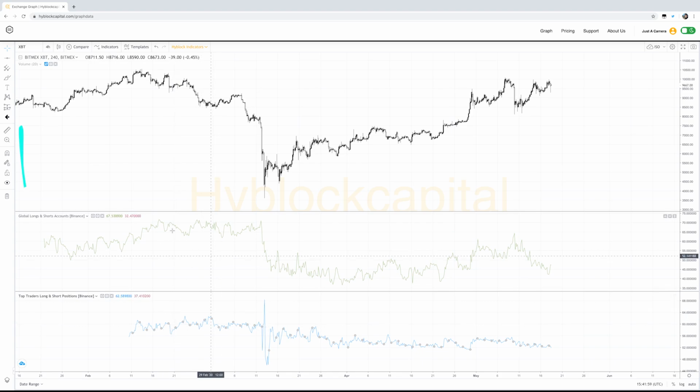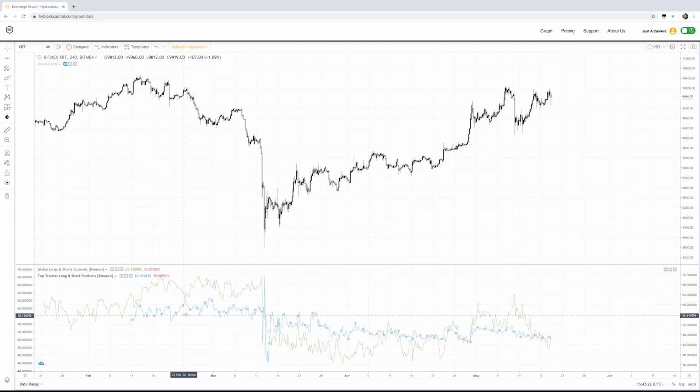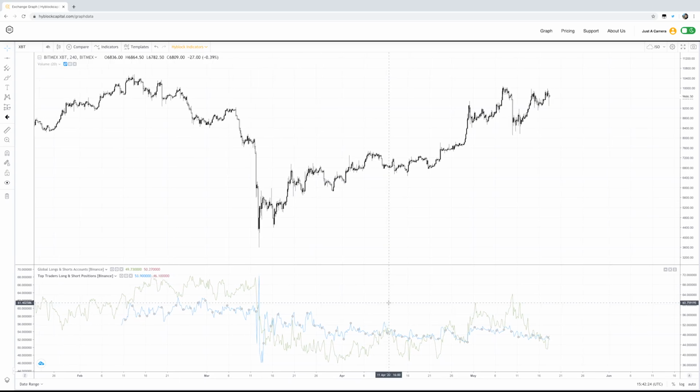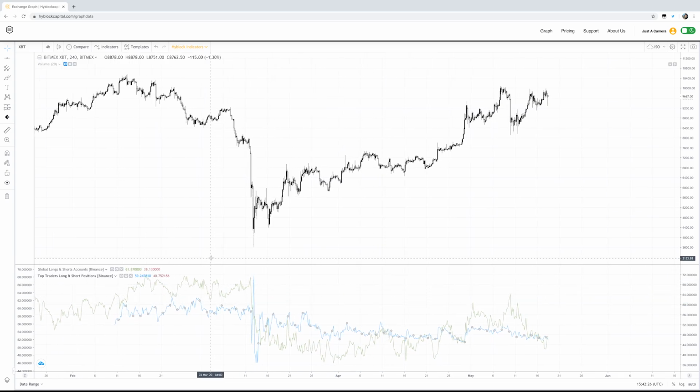So right here, I have my retail, and right here, I have my whales. We always want to know what the bigger players are doing. So is there any way that we can gauge what's going on? Well, let's take a look. We can take this, drop this down, and move existing pane above. And this is really cool, guys, because now what we're seeing is retail versus the whales.